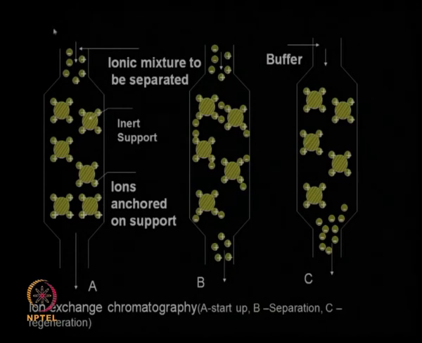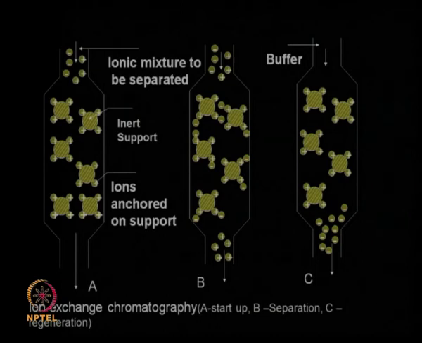So similarly, we can also have negative ions anchored to the support, and the same thing can be performed. So you can have positive ions anchored to the support, you can have negative ions anchored to the support. So either you can have anion exchange chromatography, or you can have cation exchange chromatography, or you can have both the ions anchored to the support.